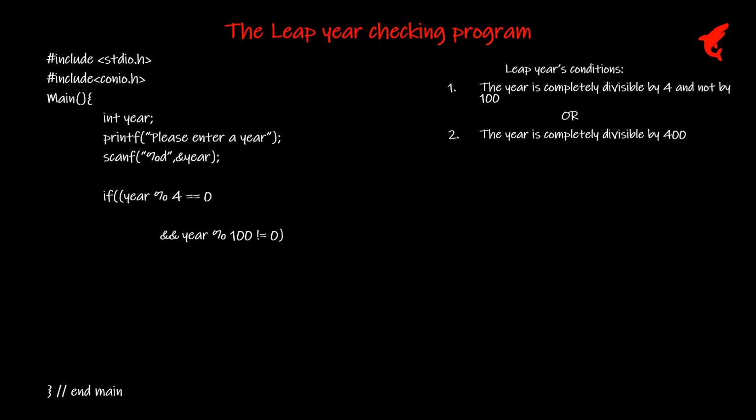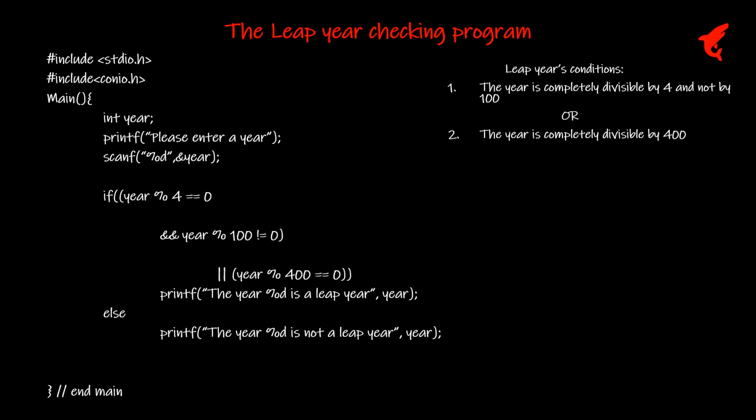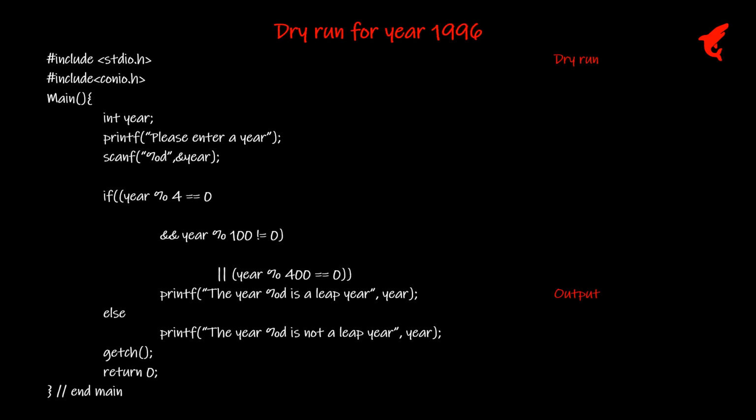And then the second condition, which is the year is divisible by 400. This condition is preceded by an or operator. Here the or operator is used because either of the conditions could be true. And if either of these conditions is true, we print year is a leap year. Else, if not true, we print year is not a leap year. And then with the getch function and return 0 statement our main function ends.